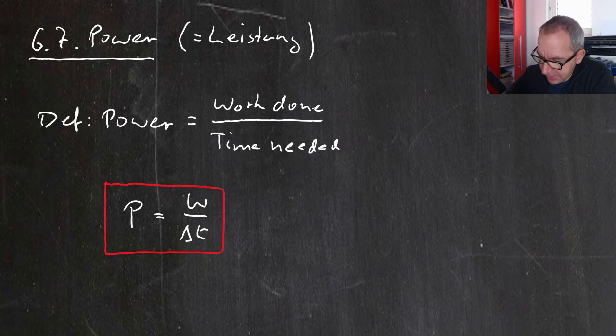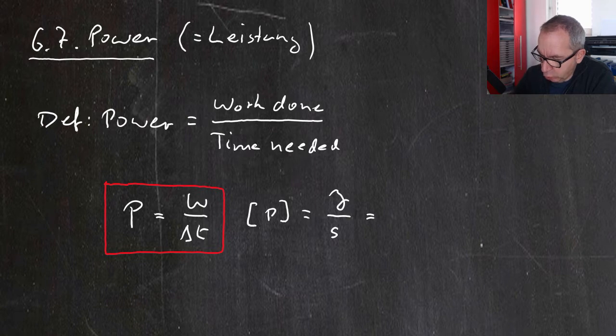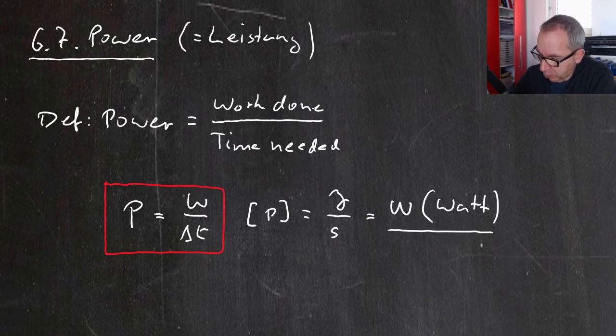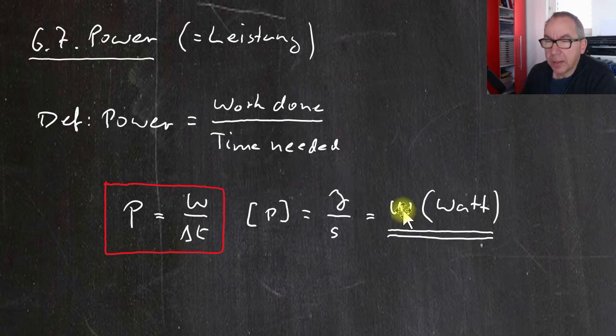What is the SI unit of power? So the work is given in joules and the time is given in seconds, and 1 joule over second is called watt, abbreviated with the capital letter W. So make sure not to confuse the unit of watts, which is here, with the symbol for work, which is a W as well.